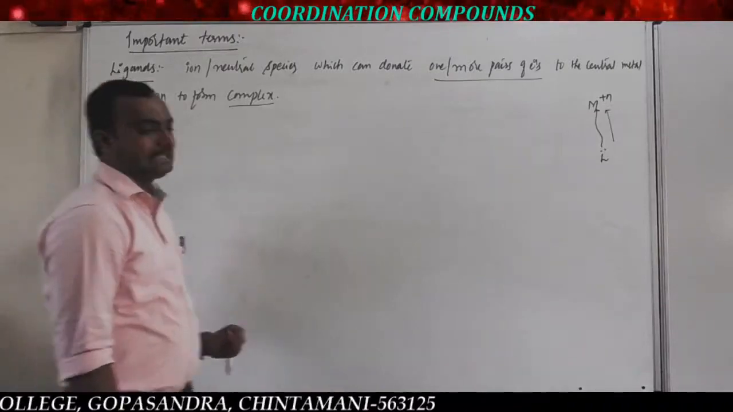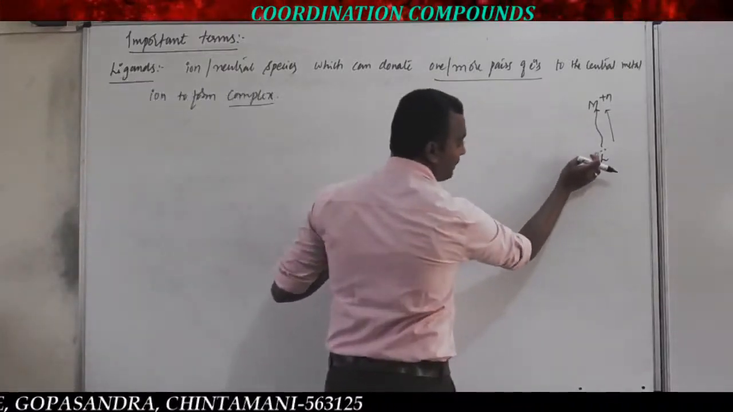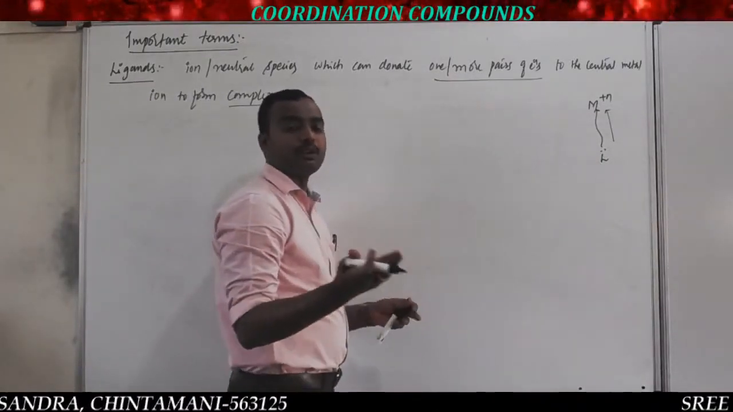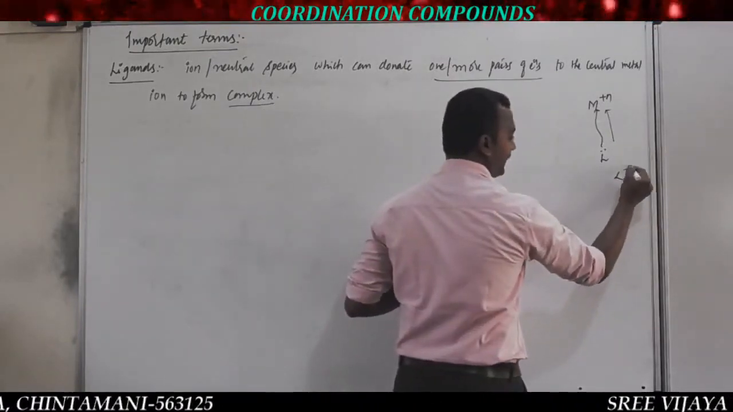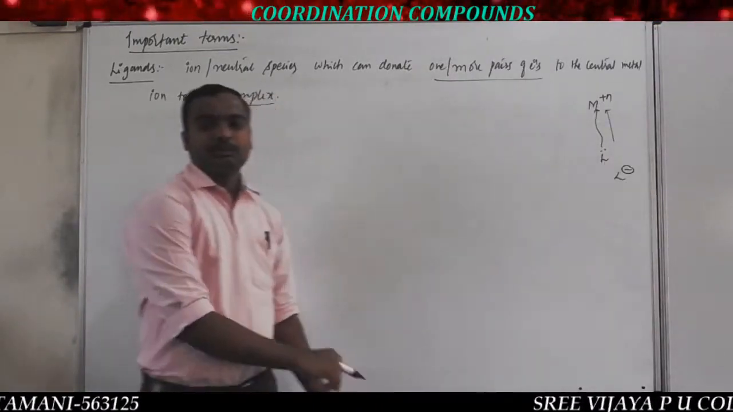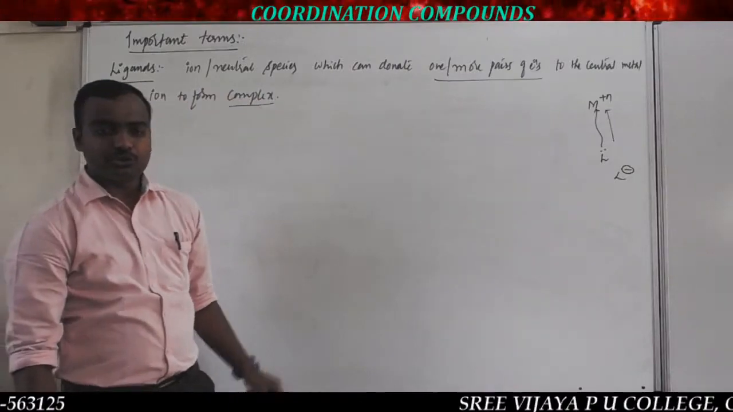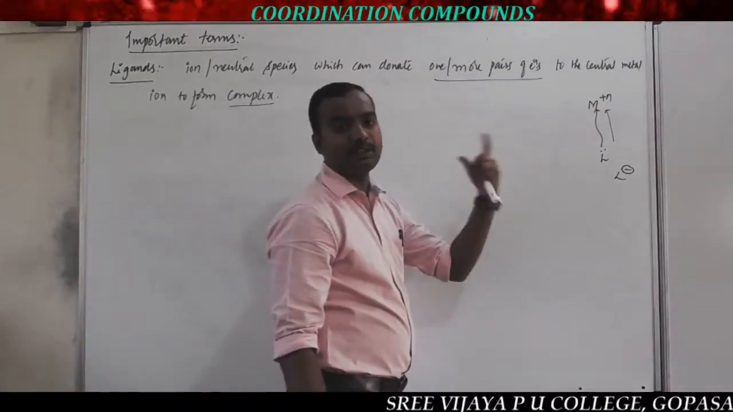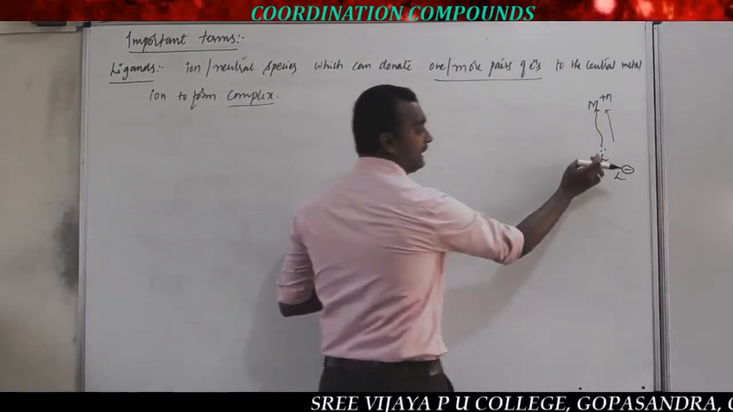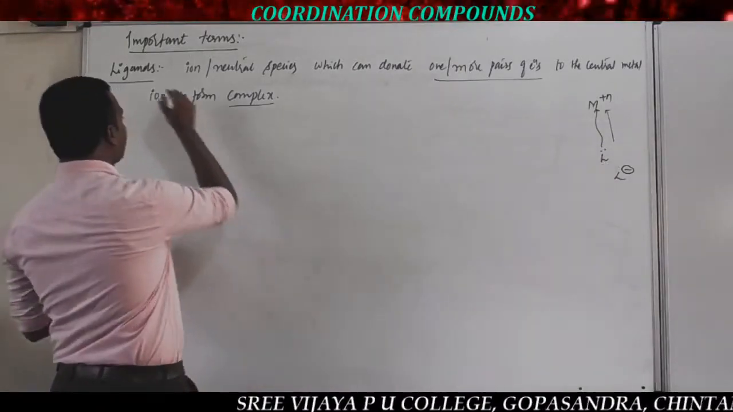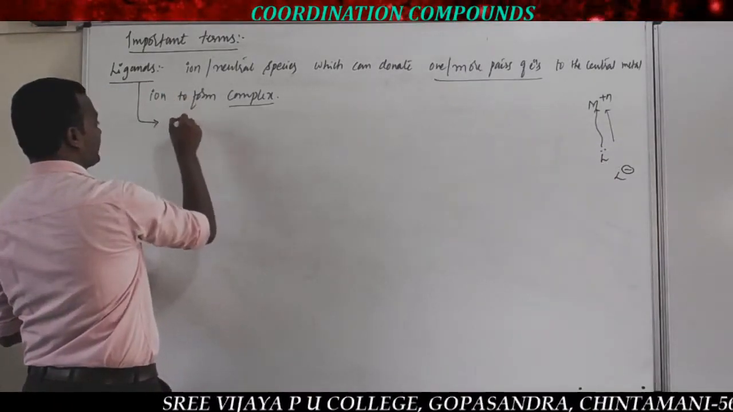One more important thing is that a ligand can donate a pair of electrons. That may be a lone pair of electrons, or sometimes ligands are negatively charged, so the pair of electrons may be in the form of a negative charge. So it donates a pair of electrons, or a negatively charged pair of electrons. Hence these ligands are the electron pair donors.